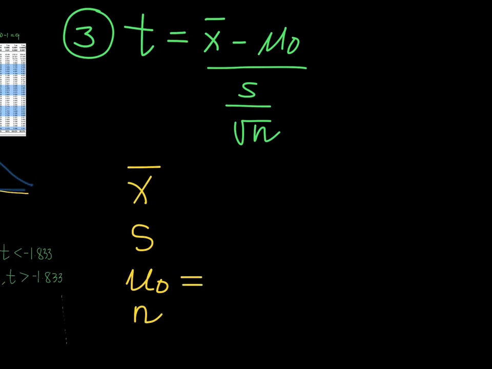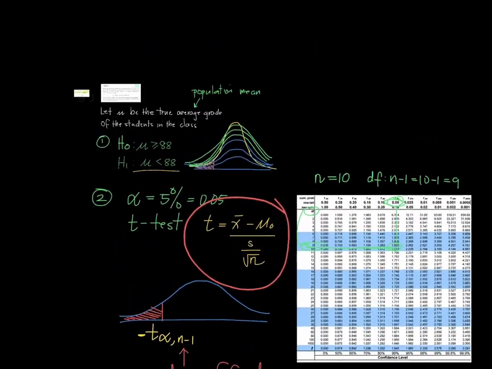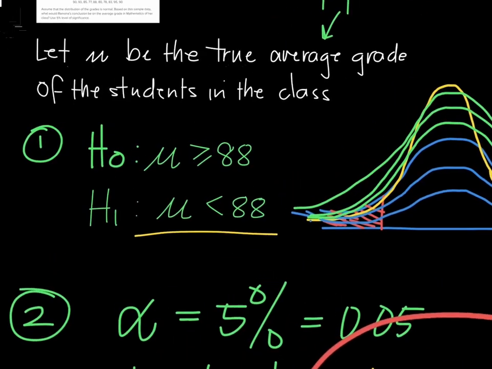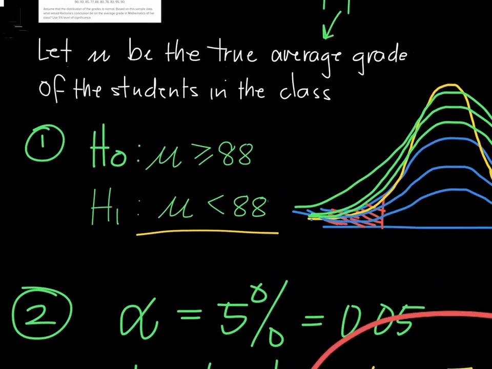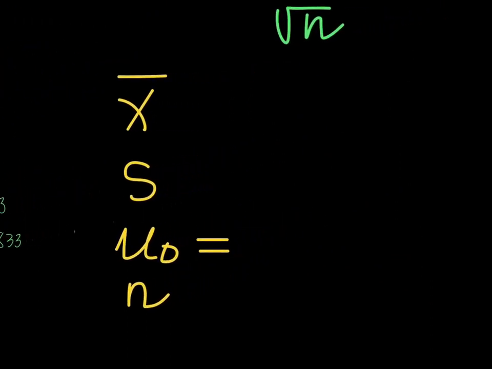Now the mu sub 0 is the hypothesized value. The hypothesized value is the value we use in the null and alternative hypothesis. That means the mu sub 0 is 88. So we have 88 and the sample size is equal to n.